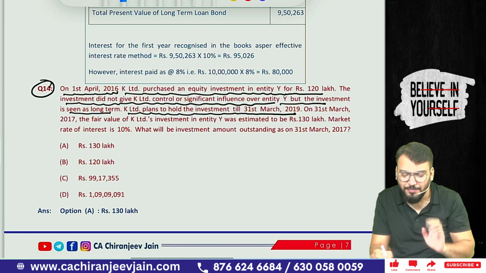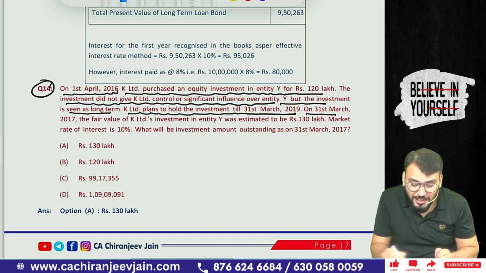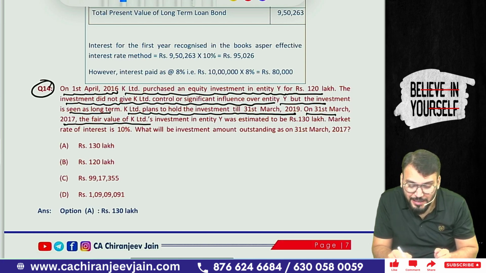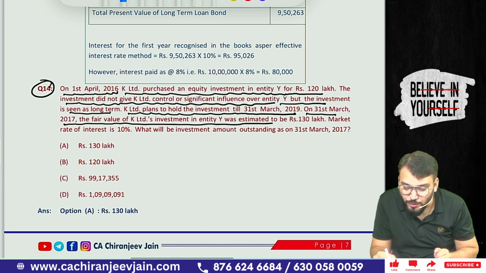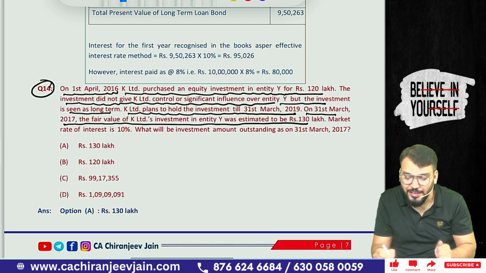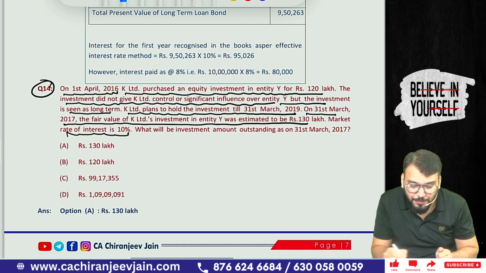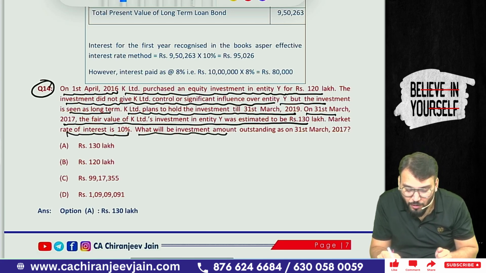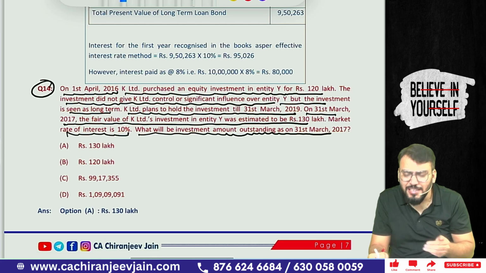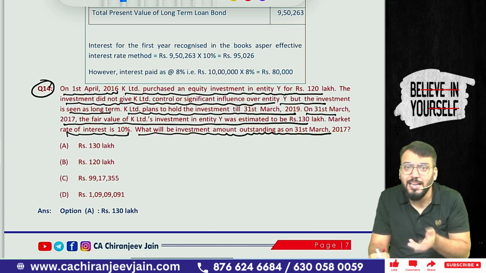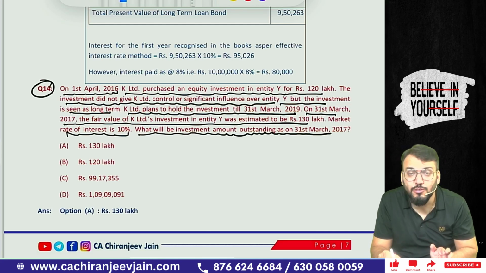On 31st March 2017, the fair value of K Limited's equity investment was estimated to be 130 lakh. So 120 became 130. Market rate of interest is 10%. What will be the investment amount outstanding as on 31st March 2017? So can I say it will be measured either at FVTPL or FVTOCI, because it is an equity investment.